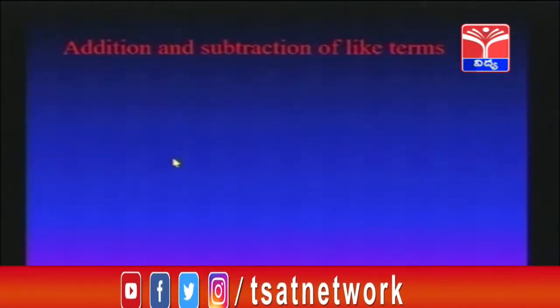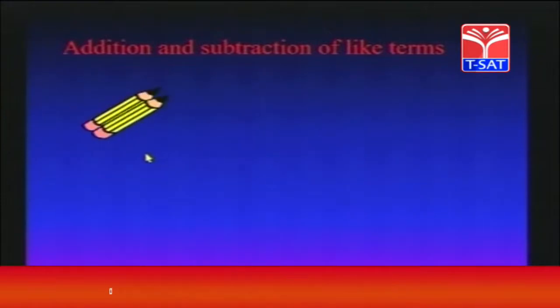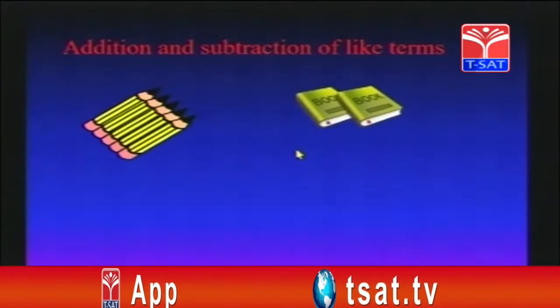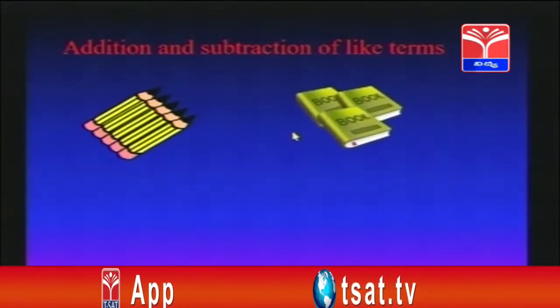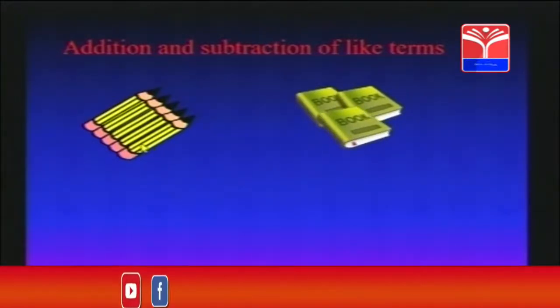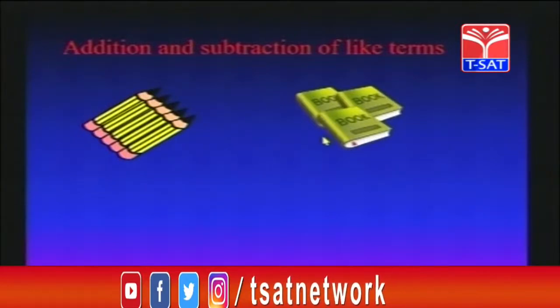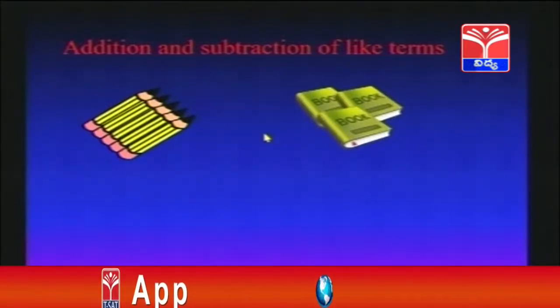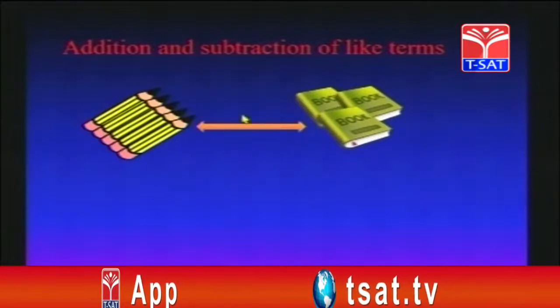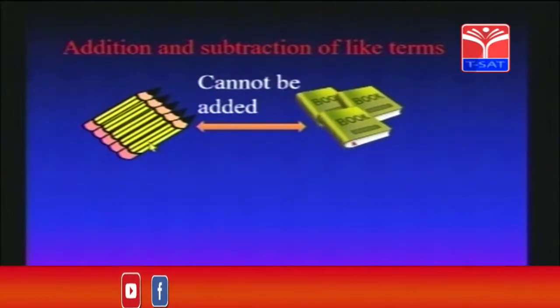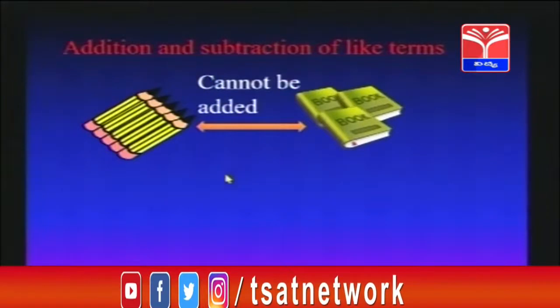Now addition and subtraction of like terms. Now let us consider 5 pencils and 3 books. Can we add these 3 books to these 5 pencils? Children, can we add them? No, we cannot. Why? Because, or can we add these 5 pencils to these 3 books? No, we cannot do it. So we can say that these two cannot be added since they are not the same objects. Here you have pencils, here you have books, they cannot be added.